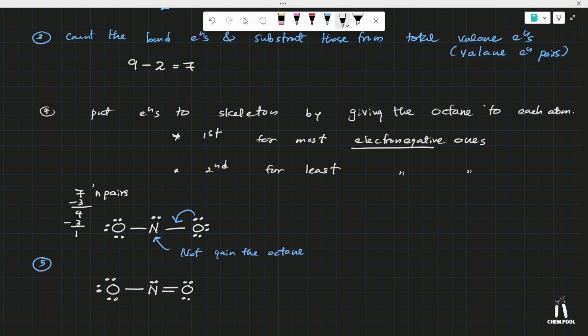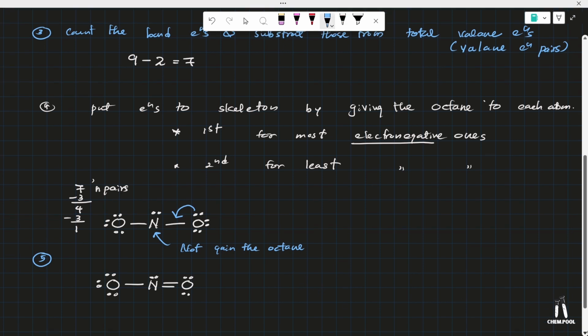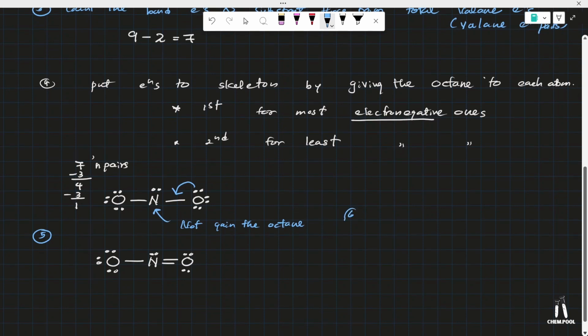like this. Then the final step is what? The sixth step I will draw here: put charges. How? By calculating what? Valence shell electron pairs or electrons, right?